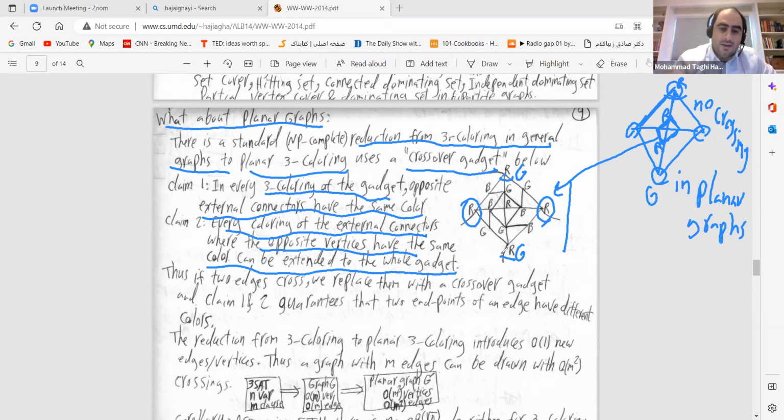Now, let's see what are the things that we have. This is the interesting result, that three-coloring of planar graphs is as hard as three-coloring of general graphs. Lots of planar graph problems are much easier than general graphs, because you can put them in the plane with no crossing, and that generally helps to design better algorithms. But for three-coloring, there is no difference.